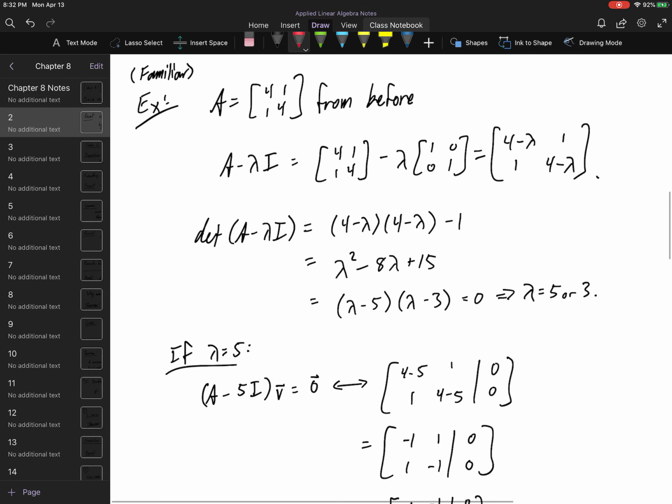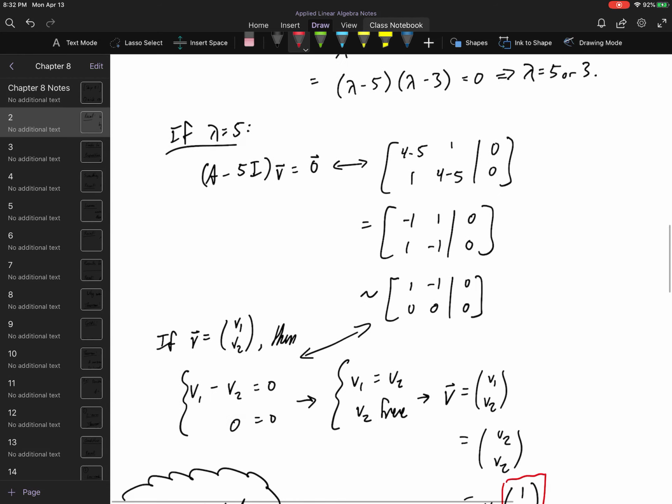Now, another familiar example then, we're using the same guy, right? We actually did this computation on the previous page. Go figure. So we've already done this guy. So we know that the eigenvalues are either 5 or 3.